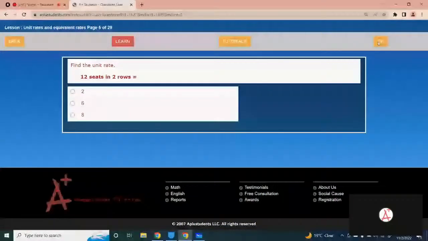Okay, find the unit rate. 12 seats in 2 rows. So how many seats do you have in one row? Very good. 2 times 6 makes 12. That means in a single row you have 6 seats. Got it?